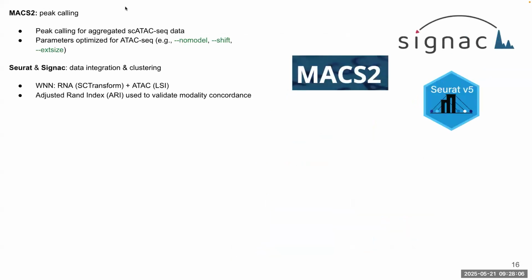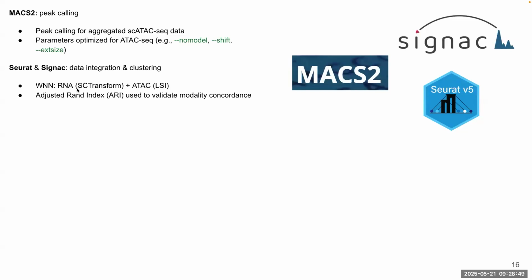Now, to make the peak calling, they use MACS2. Well, MACS2 was used to aggregate the single cell ATAC-seq data. They play a lot with optimized parameters like the model, like the chip, and also like the extension sites of, let's say, the open window to measure the peaks. And then to make the clustering, they use the Seurat-Signac approach using the weighted nearest neighbor, but they use, let's say, something that is not widely used.